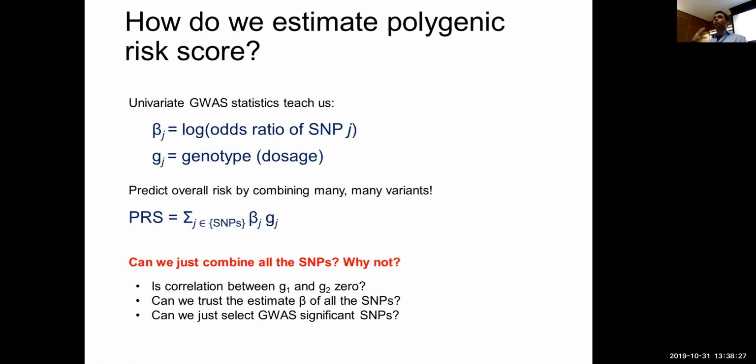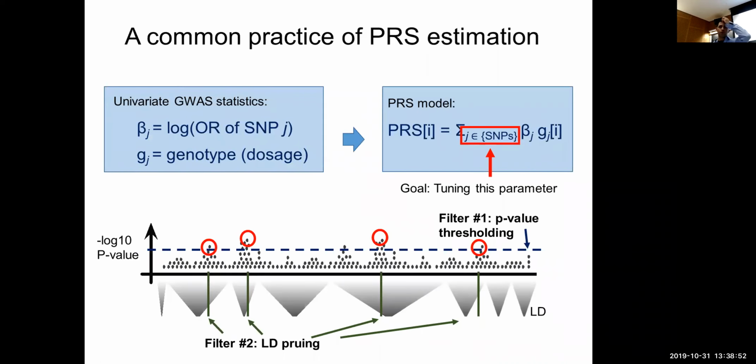So we're going to have to deal with the uncertainty of all these betas, and we're going to see how we can do that. You could also just select the genome-wide significant SNPs, and then the problem there is that you explain a very small chunk of your overall genetic heritability. You could go below, but then you're uncertain, and you could also ask, at what point do I deviate from just random? So there are many ways to address these challenges.